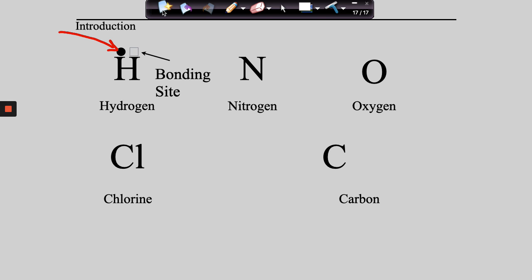So with that idea in mind, let's move along to nitrogen. As we look at nitrogen, nitrogen is in the 5th group, and therefore nitrogen has 5 valence electrons.